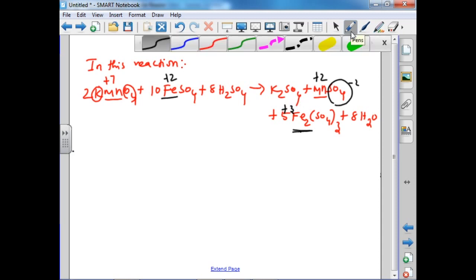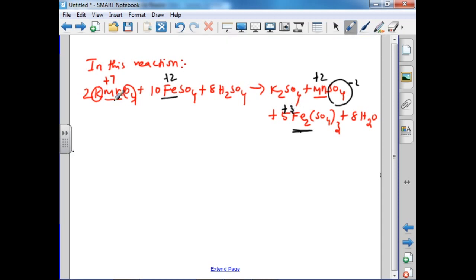So see the reaction. Mn changes from +7 to +2. So is it an increase or decrease? A decrease. I already told you a decrease in oxidation number is reduction. So Mn is reduced.